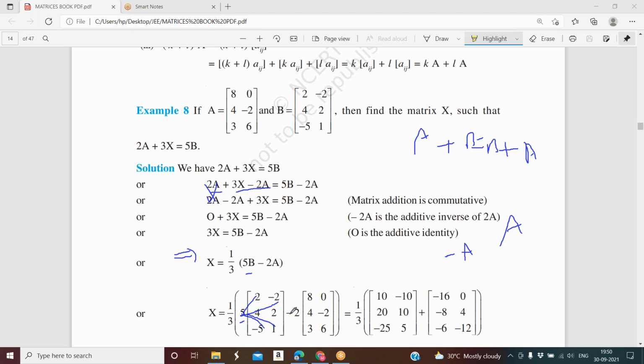Minus 2A. Again scalar multiplication of a matrix. I'm going to bring this minus 2 inside the matrix. Now we multiply each element of A by minus 2: minus 2 into 8 is minus 16, minus 2 into 0 is 0, minus 2 into 4 is minus 8, minus 2 into minus 2 is 4, minus 2 into 3 is minus 6, minus 2 into 6 is minus 12. Correct.